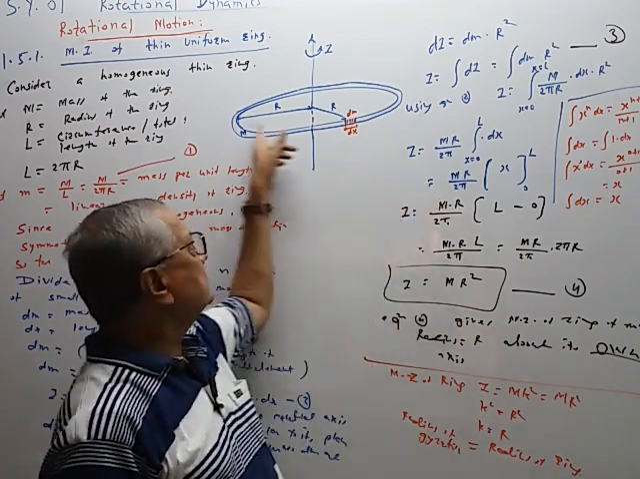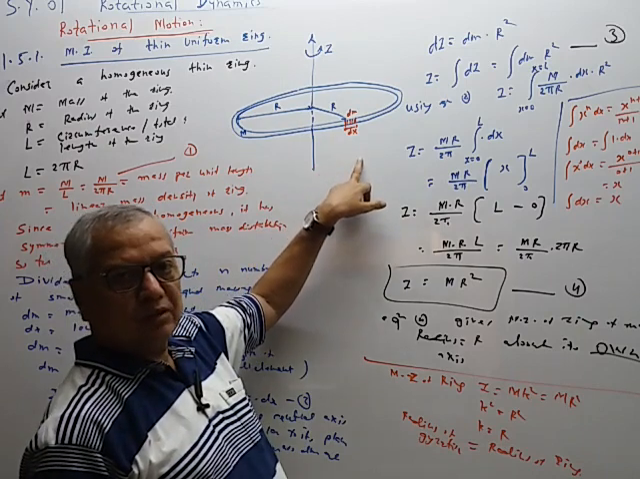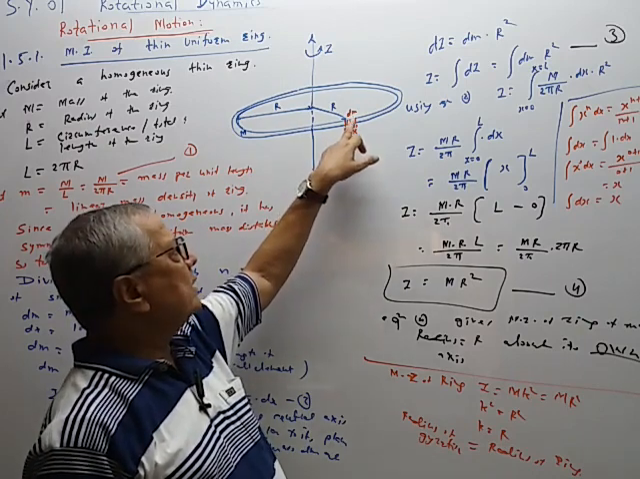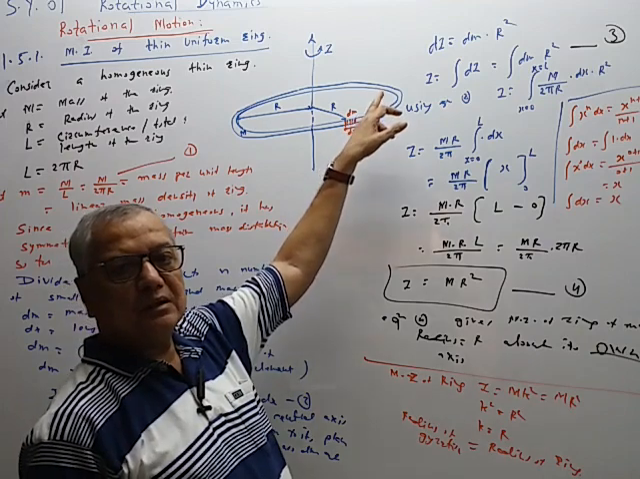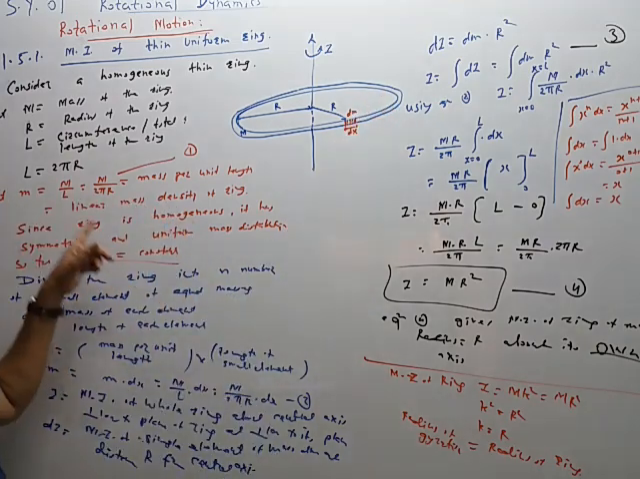So procedure is like this: divide the ring into n number of elements of equal masses. Therefore, each element has equal mass dm, dm, dm, dm, etc. And that mass of the single element is given by this type of relation.